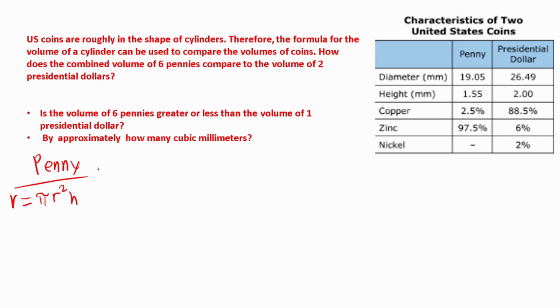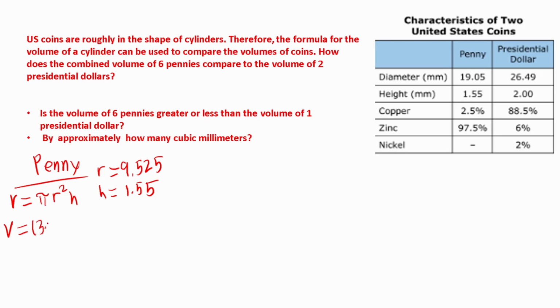So the radius for a penny, r, is going to be half of 19.05. So let's find what that is. It's going to be 9.525. My radius is equal to 9.525. And the height, h, is 1.55. So we can now solve this.